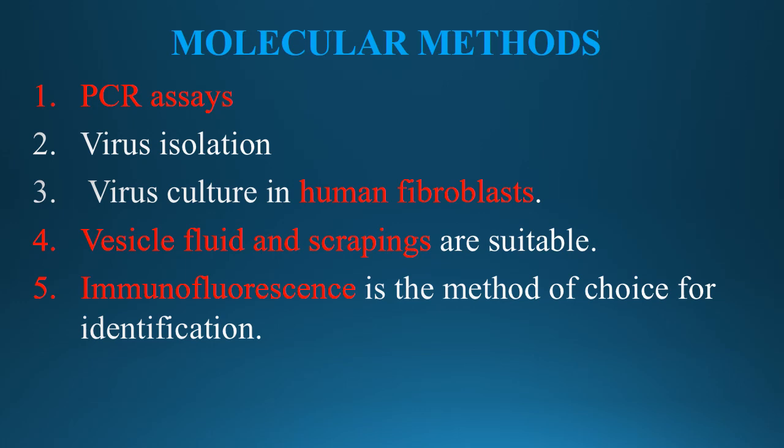Virus isolation. Virus culture in human fibroblasts is used in most laboratories. Vesicular fluids and scrapings from the base of fresh lesions are the most suitable specimens. CPE produced by the varicella zoster virus reveals typical ballooning and fusion. Immunofluorescence of the cell sheet by monoclonal antibodies is the method of choice for identification. Virus isolation for varicella zoster virus is rarely carried out because of the long time required for the result to be available.